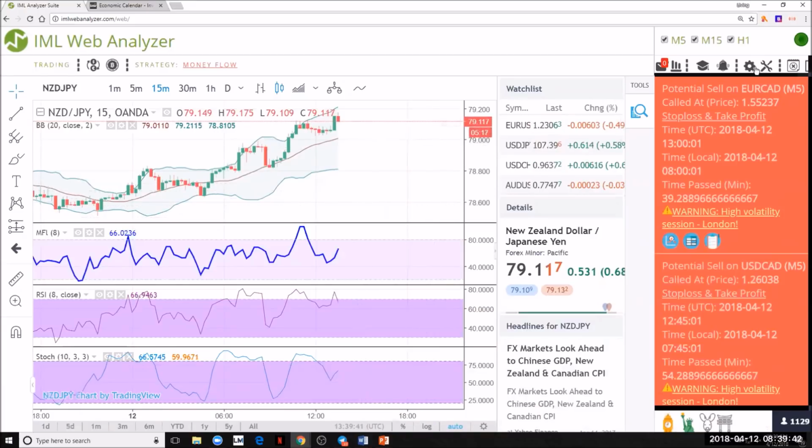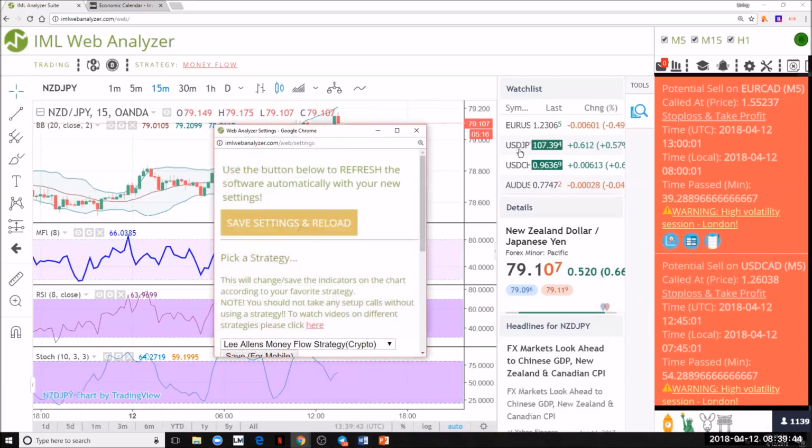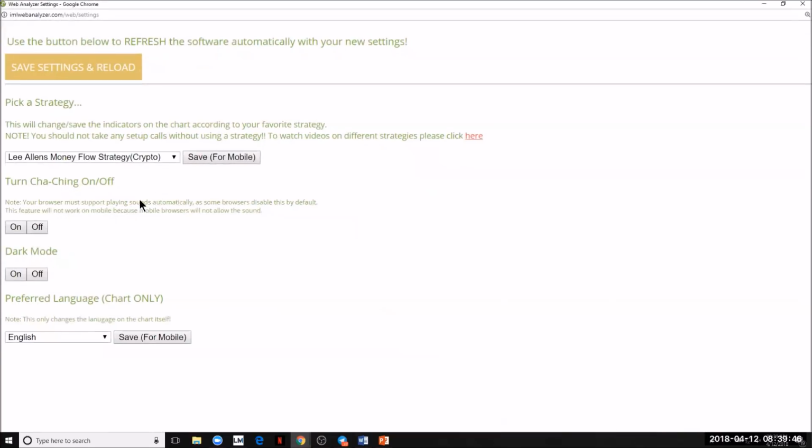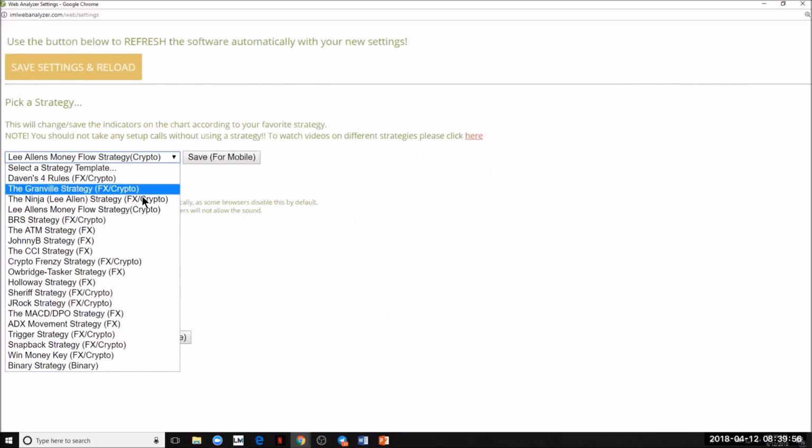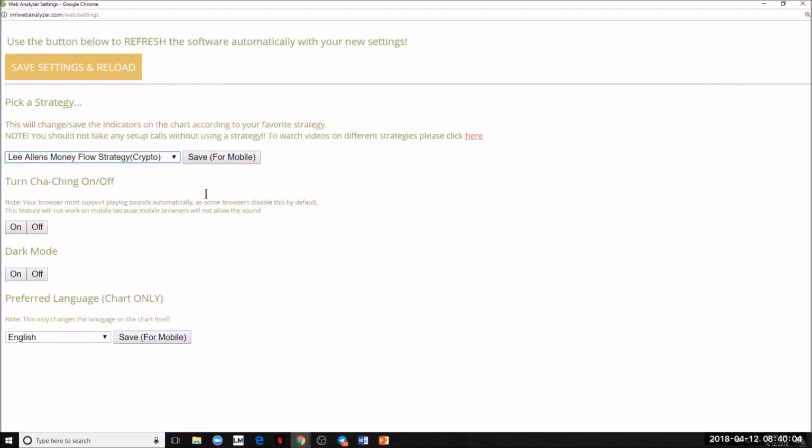If you've been playing around in the settings, you may have already seen that there is a Lee Allen's money flow strategy. Right now it says crypto, but FX is going to be added to that because this particular strategy works for both FX and crypto, just like prior strategies. Okay, so we're going to click on that.